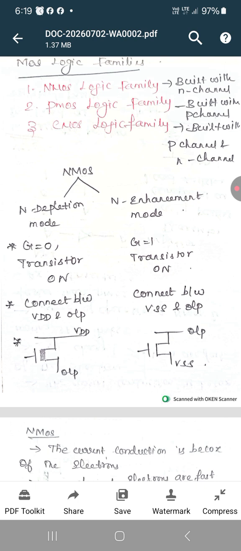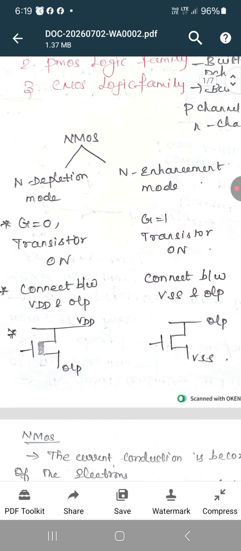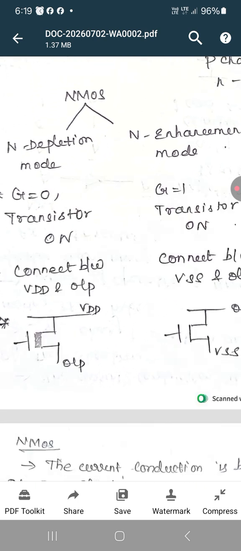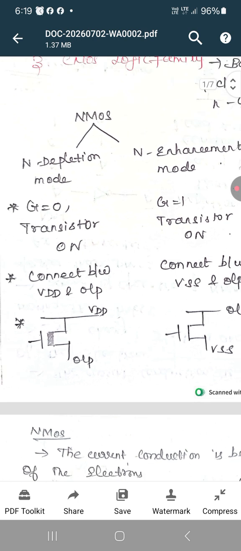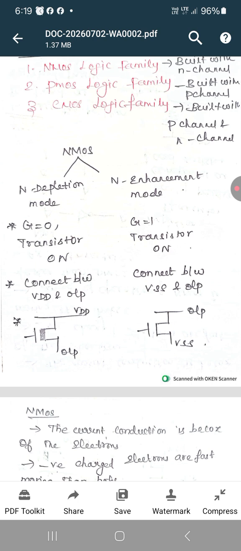These are the symbol representations we have shown here. So what is the basic difference between these symbols? In depletion mode, we draw a shade on the terminal. In enhancement mode, we never draw that shade. These are the basic differences between the enhancement and depletion mode. Under CMOS, we will see how the depletion mode transistor and the enhancement mode transistor are represented.